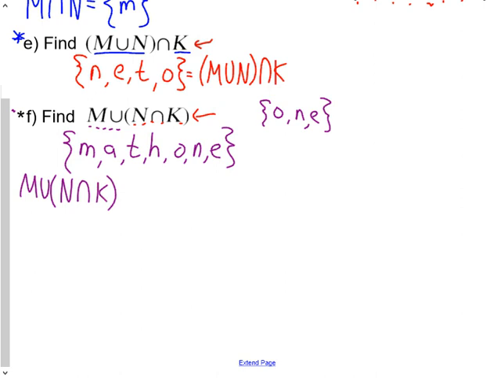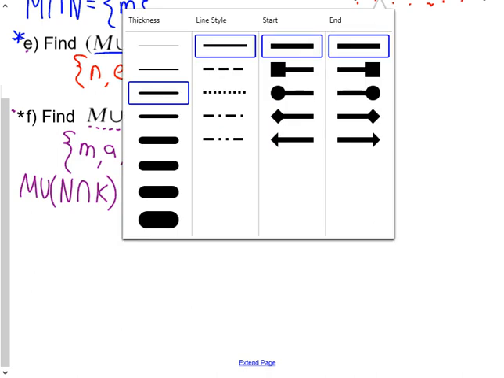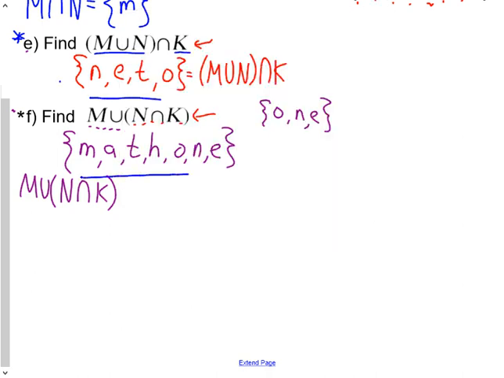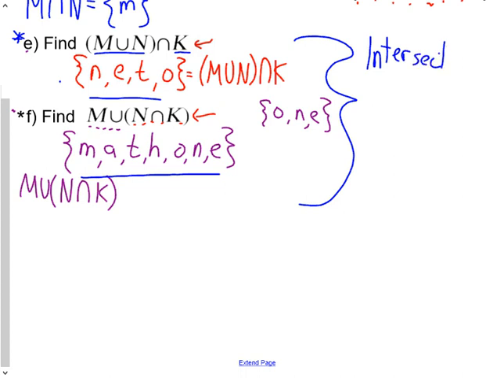Now, did those match? Did E and F match? No, we have different elements here, right? We got N-E-T-O versus M-A-T-H-O-E. So those weren't the same. So what's our comment? Intersection and union combinations generally are going to have different outcomes depending on order. So intersections and unions have different outcomes. Using math symbols, different outcomes or results.